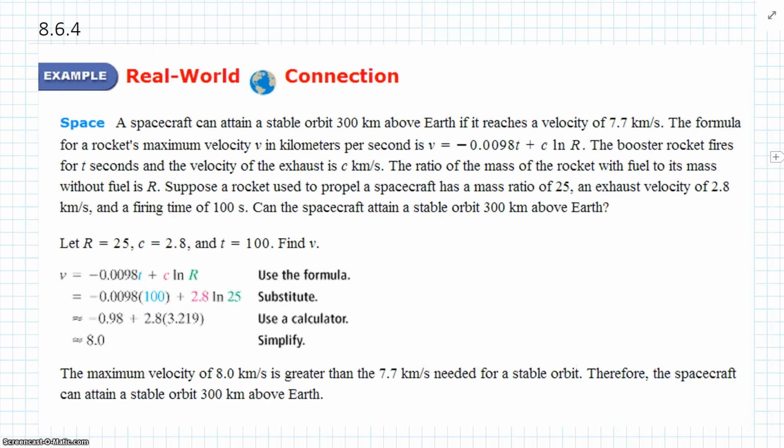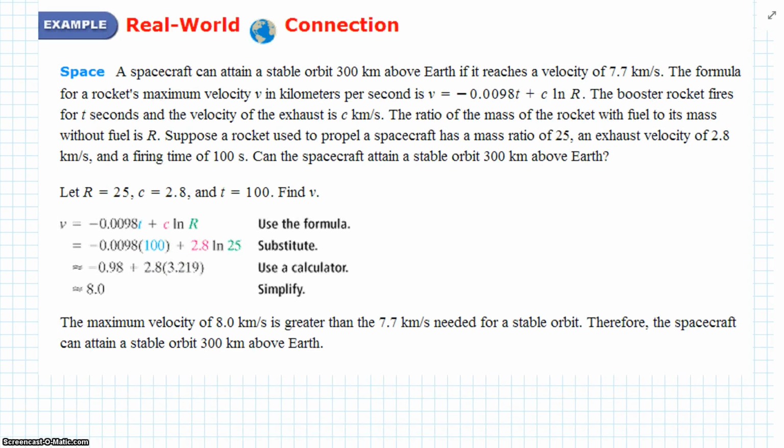Okay, moving on. Real-world connection. A spacecraft can obtain a stable orbit 300 kilometers above the Earth if it reaches a velocity of 7.7 kilometers per second. The formula for the rocket's maximum velocity in kilometers per second is v equals negative 0.0098 t plus c natural log r. The booster rocket fires t seconds and the velocity of the exhaust is c kilometers per second. The ratio of the mass of the rocket with the fuel to the mass without the fuel is r.